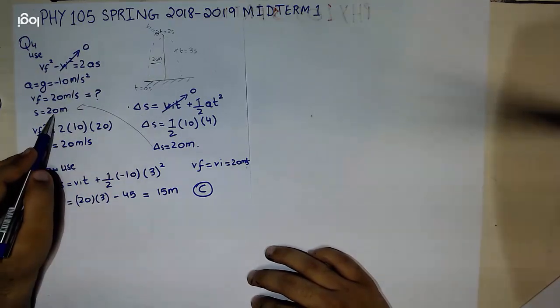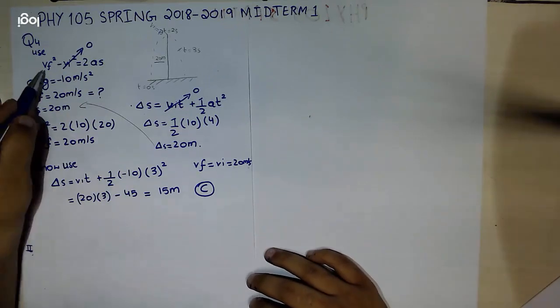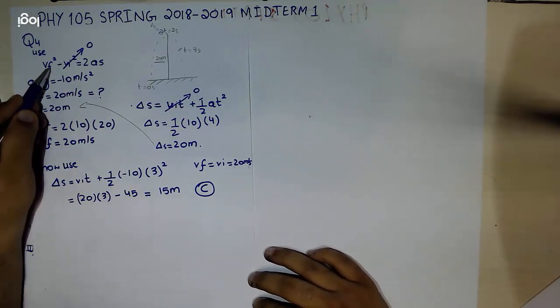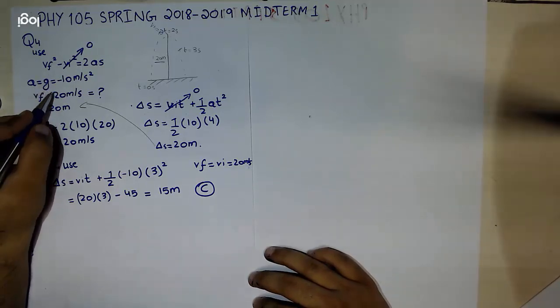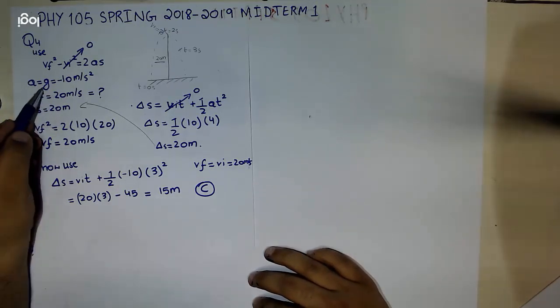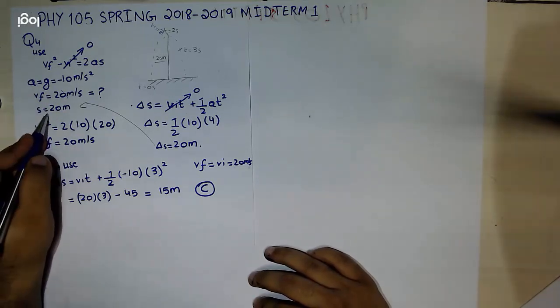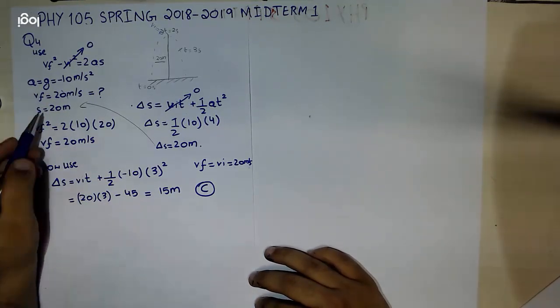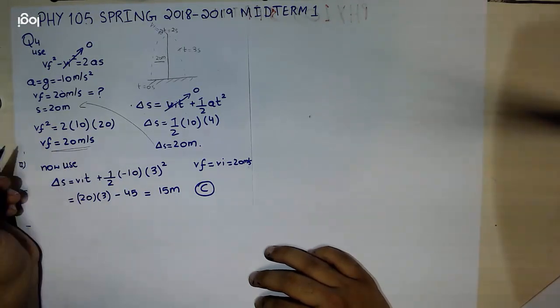Now use this equation. We need to find the velocity at the topmost point. So final velocity squared minus initial velocity squared is equal to 2 times acceleration times displacement. We have the acceleration, we don't know the final velocity, and we know the distance covered is 20 meters. Plug in the numbers, and we have the final velocity as 20 meters per second.